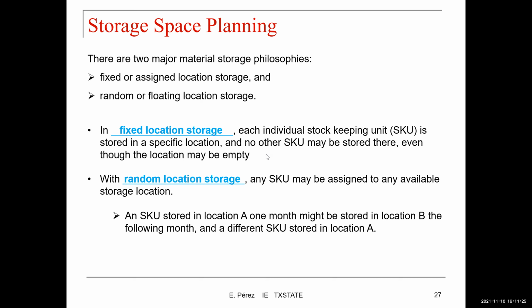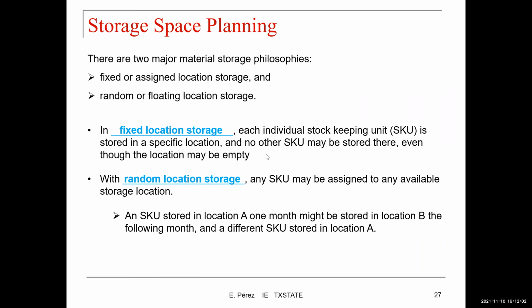With the random and floating location storage, any SKU may be assigned to any available storage location. So there's no specific location for the items. An SKU stored in location A one month might be stored in location B the following month, and a different SKU stored in location A. Okay, so those are the main two philosophies for storage space planning: fixed location storage and random location storage.